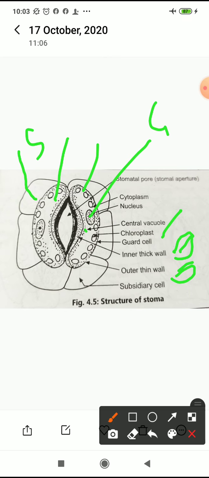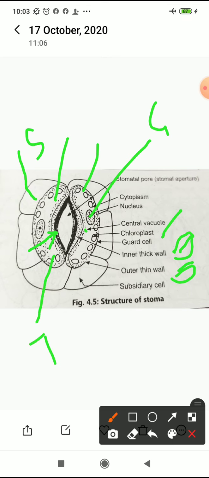The osmotic pressure of the guard cell increases as glucose is soluble in water. It increases the osmotic pressure of the guard cell. As a result, guard cells take up or draw water from the nearby subsidiary cells. So water is taken into the guard cells. Thus, this diffusion of water into the guard cell makes the guard cell turgid.